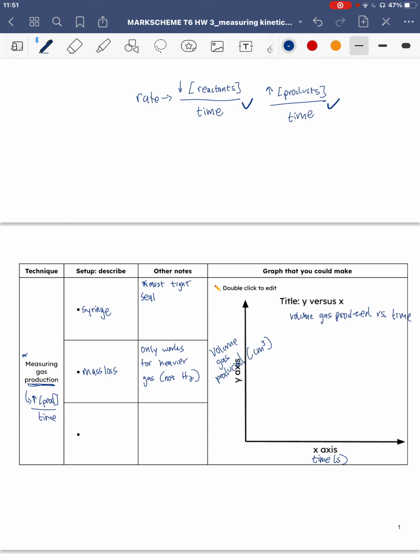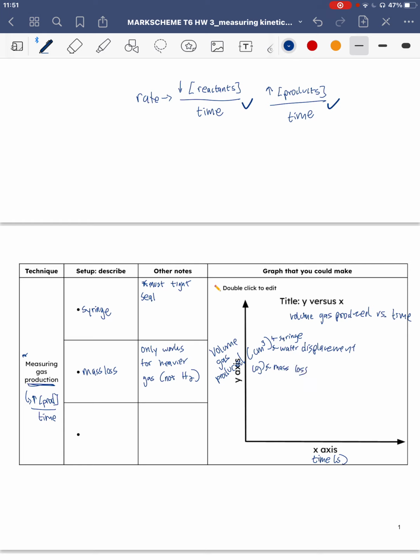This, of course, the unit is, instead of centimeters cubed, the unit would be grams. So for the syringe, and also for water displacement, which we'll talk about in a second, the unit is centimeters cubed. For mass loss, of course, mass is measured in grams.